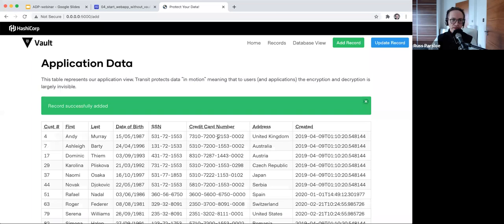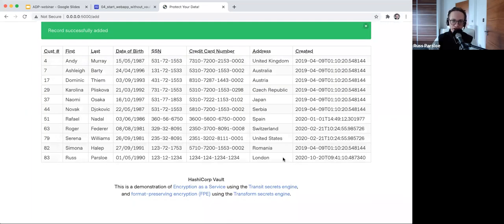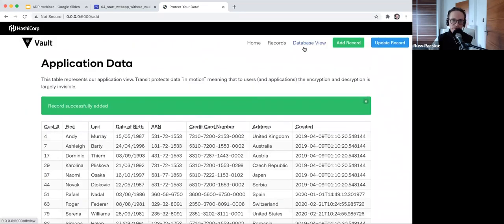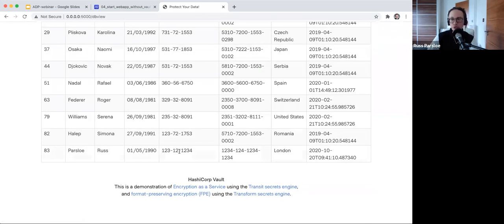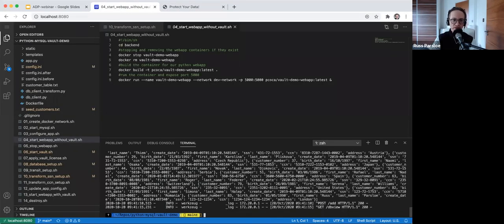Okay, and I'm going to submit that. And you can see I've just added a record down here to the bottom. And if I look at the database view, yeah, it's all in plain text. This is terrible. I hope nobody steals this information from my database because otherwise I'll be in big trouble. So let's see how we could have done that a lot better.